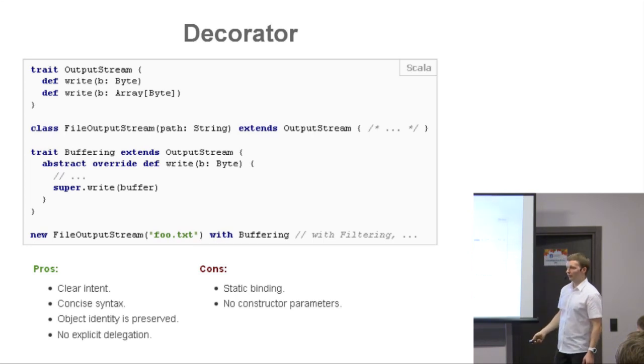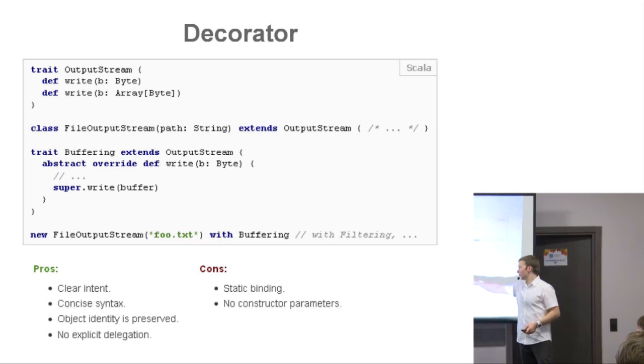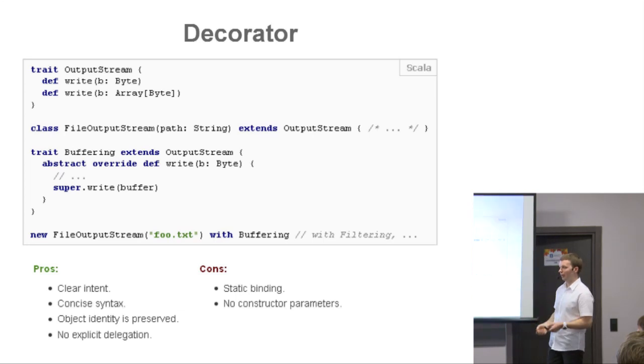And for such code to be compiled, we need to use our buffering trait in the place of instantiation. So we are providing a concrete method that will be overridden by buffering. And so buffering decorates our FileOutputStream instance.